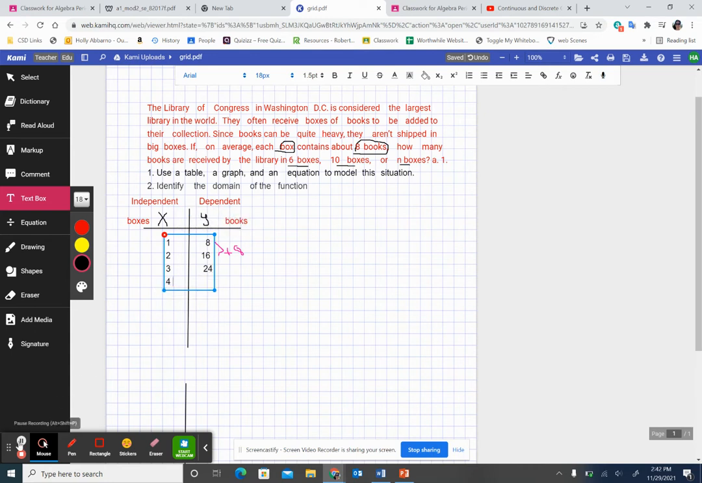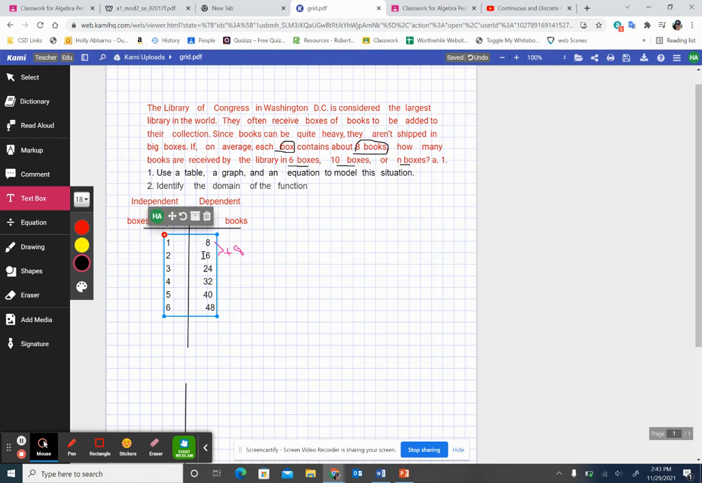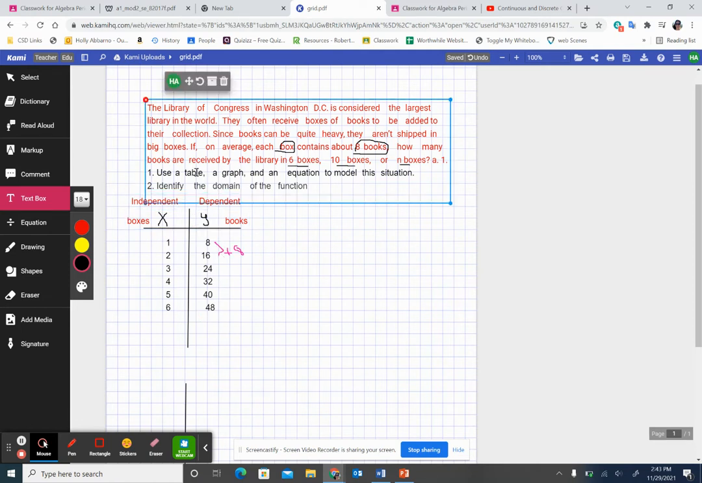Pause and do it, and you can catch up. All right, so I have 1 is 8, 2 is 16, 3 is 24, and so on. I just kept changing it by 8. We've made our table. The next thing we need to do is make a graph and an equation.